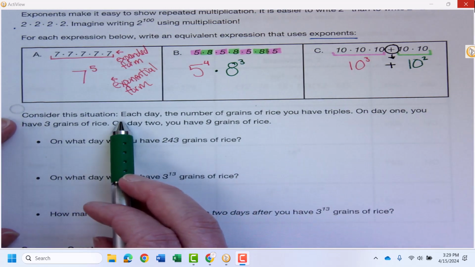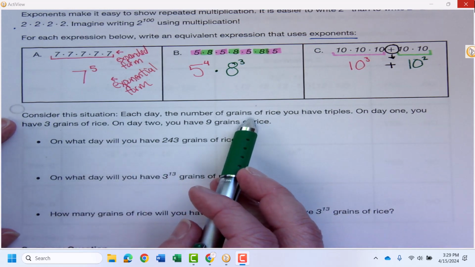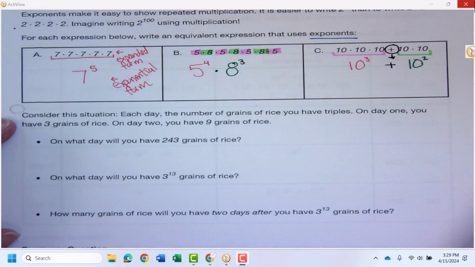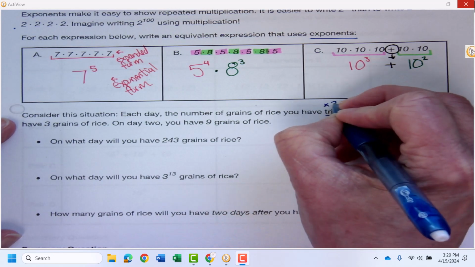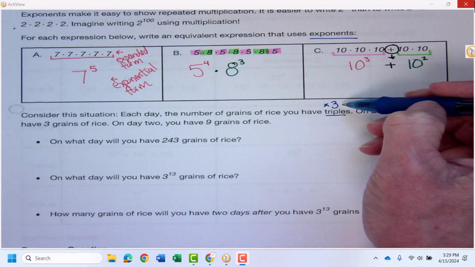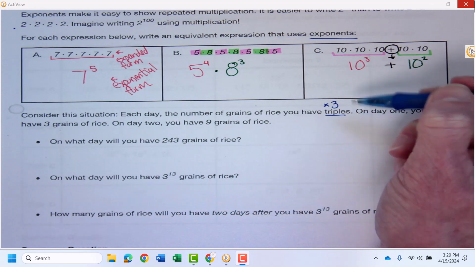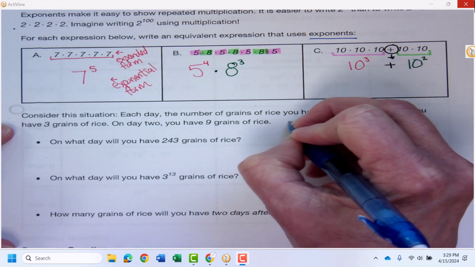Consider this situation. Each day, the number of grains of rice you have triples. Now, when we say triples, we mean that we're multiplying by 3 every day. So whatever we have one day, if we multiply that by 3, that's how much we'll have the next day. And we're told that on day 1, you have 3 grains of rice.